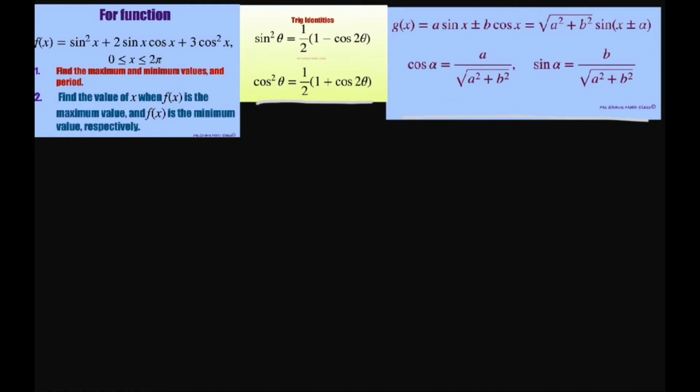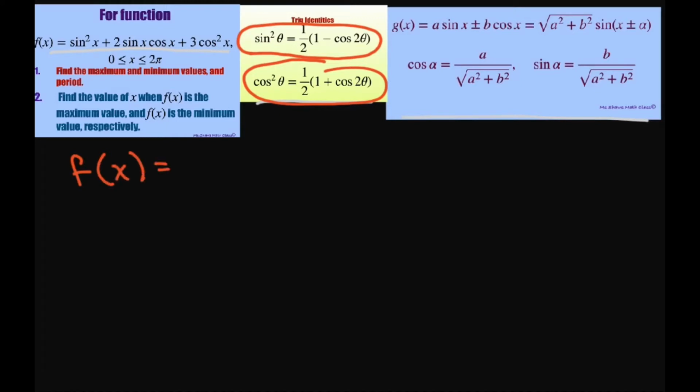All right, so basically for our first step, we're going to be using these two identities here. When we have this function given here, what I'm going to do is substitute in my sine squared of theta using this trig identity and my cosine squared of theta with this one. So I'm going to rewrite this as f of x equals 1 minus cosine of 2x, we have x, so just put x instead of theta, divided by 2. Then we have plus sine of 2x.